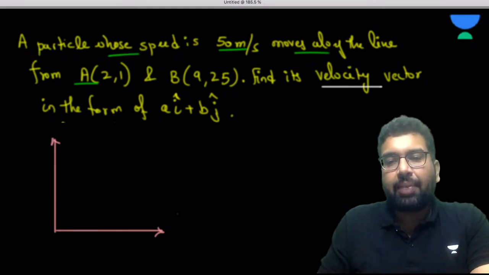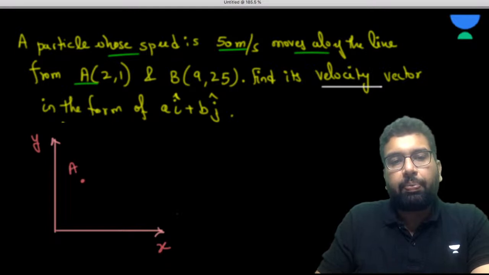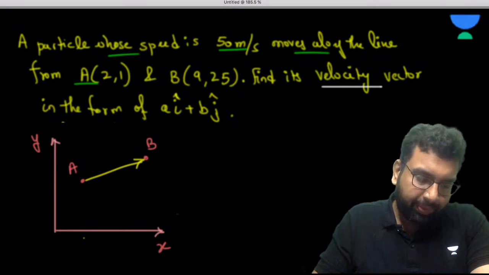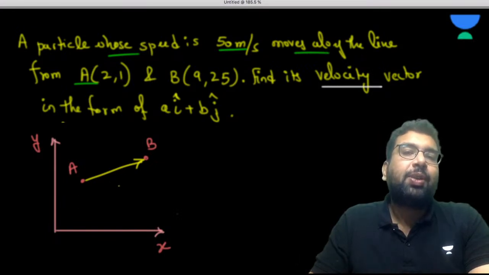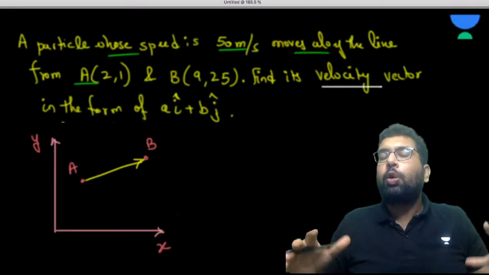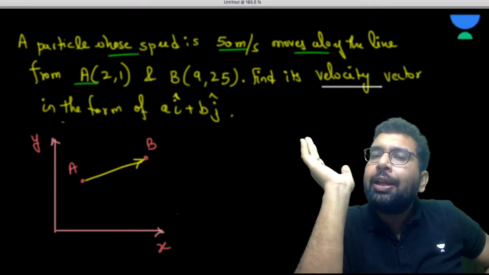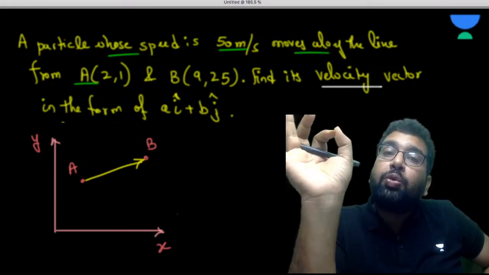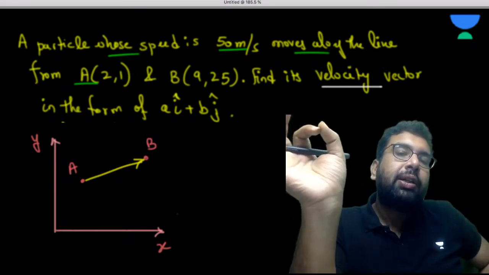If I represent AB vector here, let's suppose this is X, this is Y. This is your A point, this is your B point. Coordinates are mentioned. Now please understand, this is going to be the displacement vector AB, the displacement vector between A and B. Yes, sir, of course. Now combine concepts: a particle whose speed is 50 meter per second, that is the magnitude we know. Find its velocity vector when it moves along the line from A to B. So this vector AB is also the direction of the velocity.